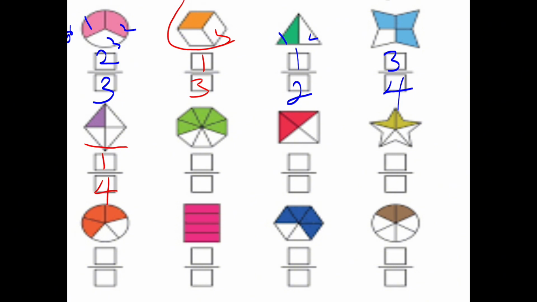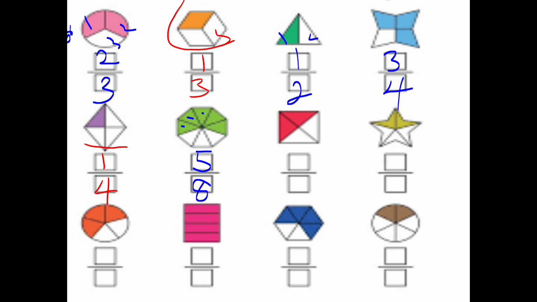And the next shape will be what? We have 1, 2, 3, 4, 5. We have 5 shaded parts out of how many parts altogether? 8. Very good. And that is what? 5 over 8. Do you understand?